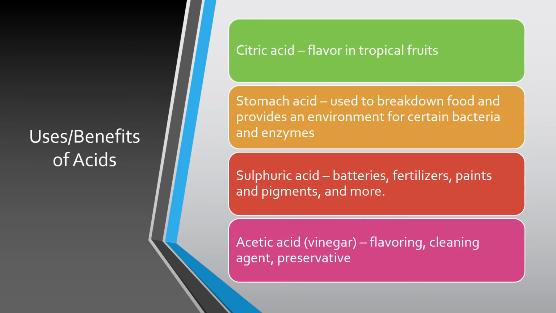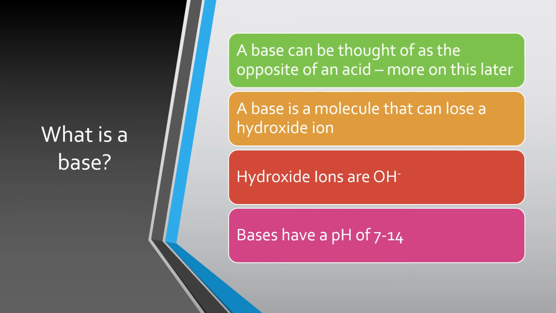We often think of acids only in terms of their negative consequences, dangerous things like battery acid and acid rain, but acids also have a lot of uses and benefits. Citric acid is crucial to giving tropical fruits their distinct flavor. Stomach acid is key to breaking down food and housing the enzymes and bacteria that help with the digestion process. Sulfuric acid is used in batteries, fertilizers, paints, and pigments, and has a ton of industrial uses as well. And acetic acid, which you may know more commonly as vinegar, has uses in flavoring, preservatives, and as a cleaning agent. Now let's move on to bases.